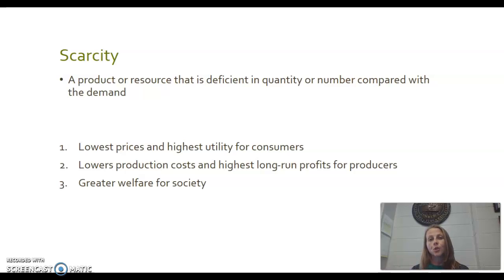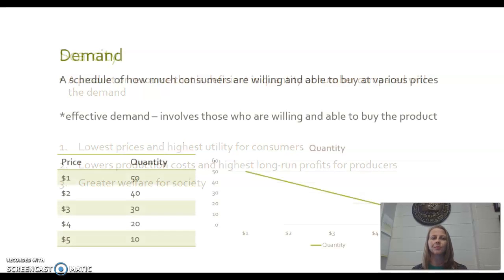But in that pursuit to have a more desirable product, producers usually are more willing to accept technologies and methods that make them more efficient, and in the long run, they become more profitable. And as a whole, scarcity creates this balance where people are competing for goods and services, and that helps to lower the cost and helps to bring a balance, which provides a greater welfare for society as a whole.